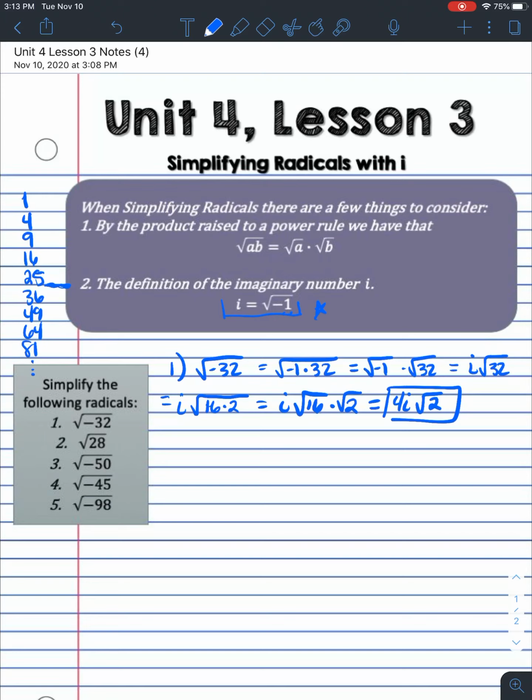The square root of 2 is a prime number. If I took the square root of 2, it would be some decimal, and I don't want to write decimals. I want to leave it in this nice pretty form, but 2 doesn't simplify anymore. It's a prime number. Okay, so there we go, we're done.